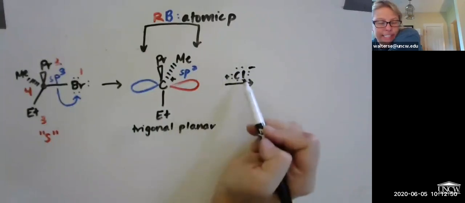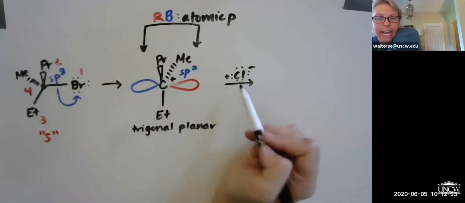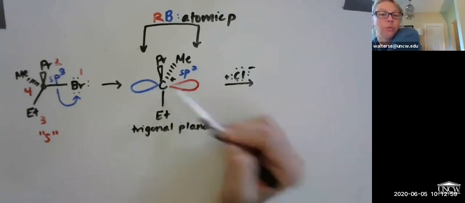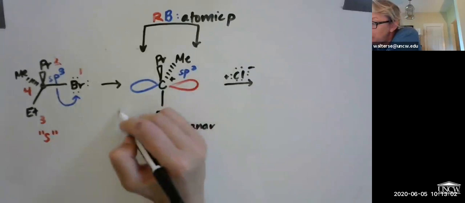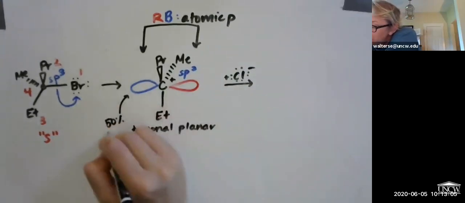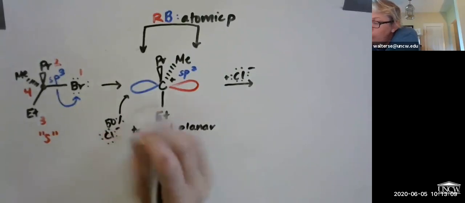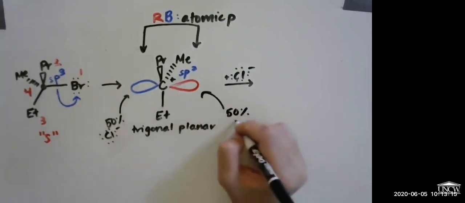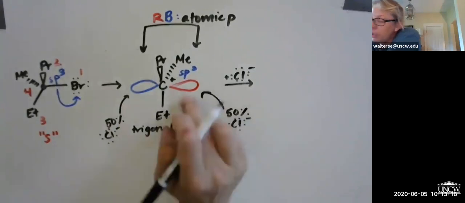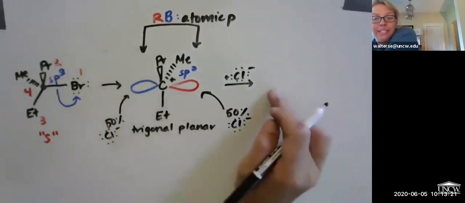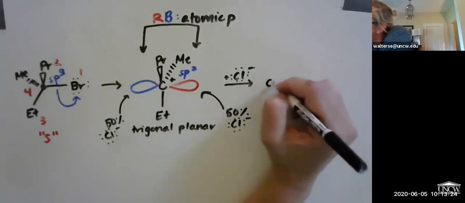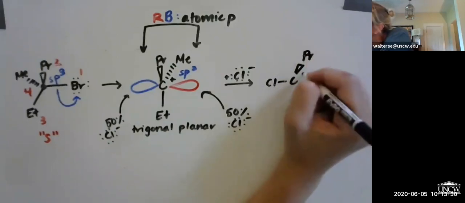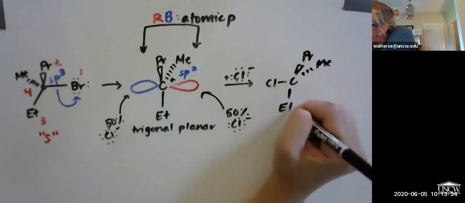The chloride, it's a Lewis base. It's an electron pair donor, and it has to find a Lewis acid that has an empty orbital. But there's two lobes of a p orbital. So 50% of the attack by chloride will occur in this lobe. 50% of the attack will occur in the red lobe, which means you're going to end up with products, propyl, methyl, ethyl.